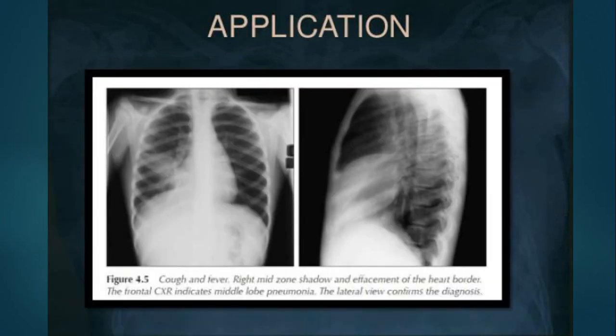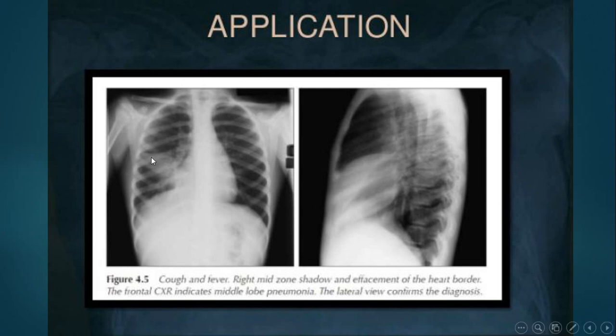Okay? Now, how can we use this silhouette sign? Let's see other examples. For example, here you can see there is an airspace opacification or a consolidation in the right middle and mostly middle lung zone. Okay, and in which lobe is that? You can see the heart border is silhouetted, so this indicates a right middle lung lobe pneumonia or consolidation.